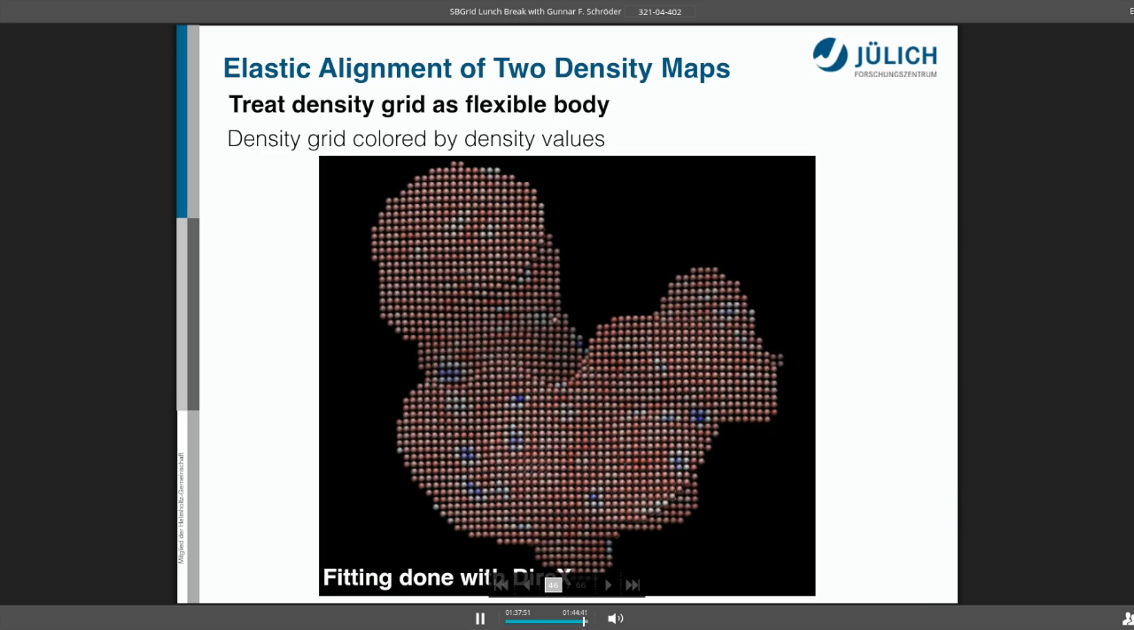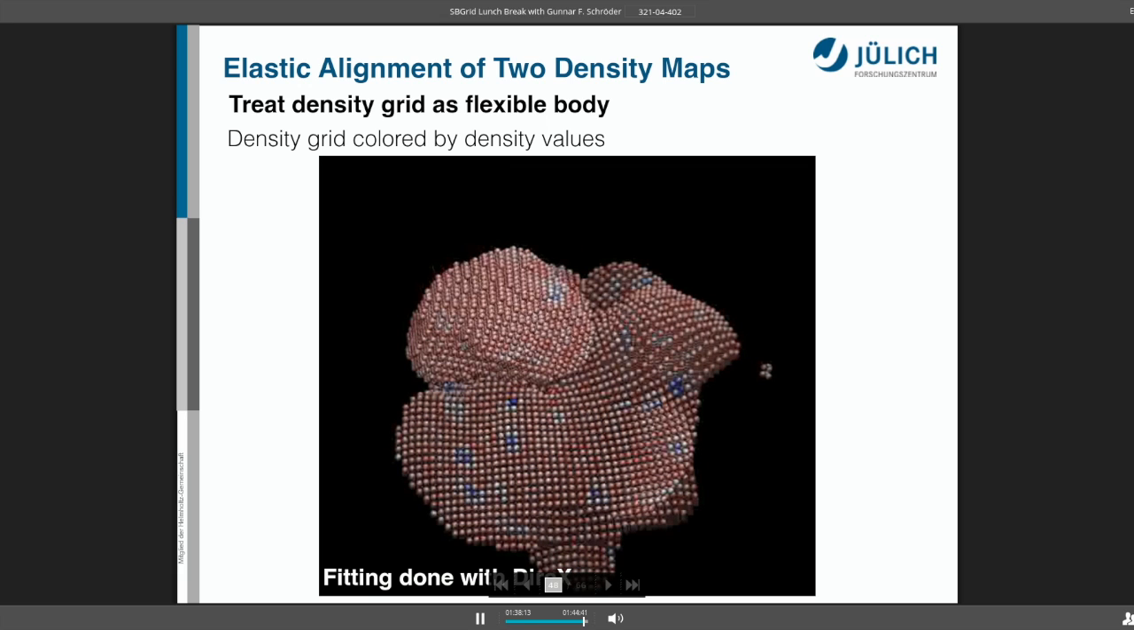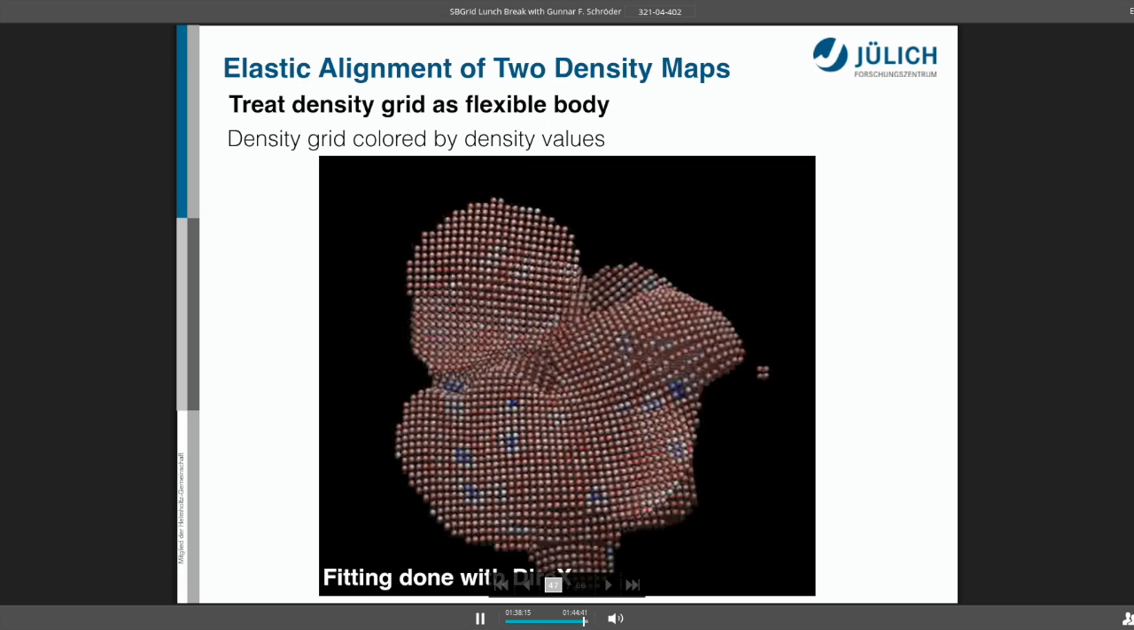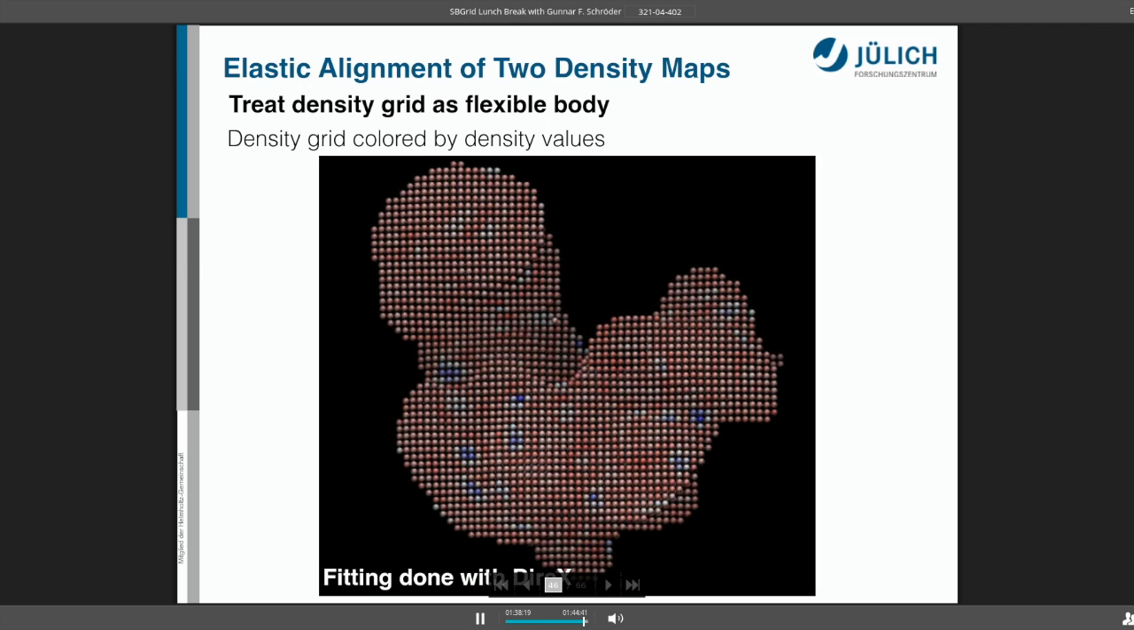This shows here the density grid itself. This is cut out in the region where we have actual protein. The color is the density value at each density map. And now this model here is put into DireX, and the target density map is not shown. So the target density map is in a different conformation, and now we are deforming the grid itself. See that locally the grids are preserved, but globally the whole thing changes.